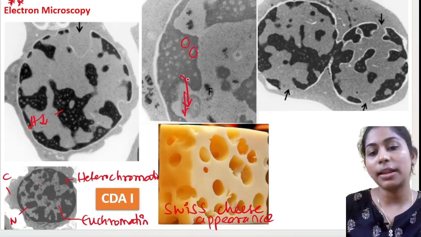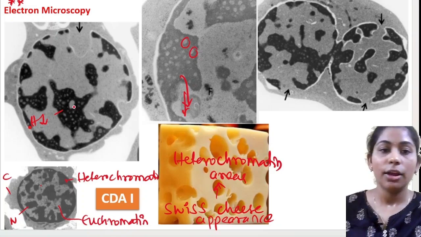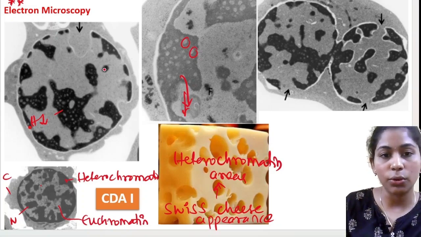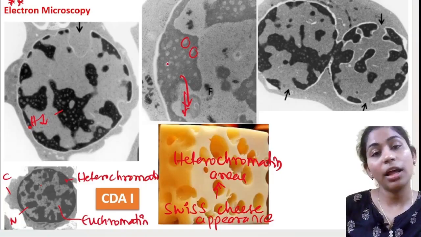So the Swiss cheese appearance refers only to the heterochromatin areas, not the entire nucleus, and not the euchromatin. You might think the whole nucleus has holes, that this is the Swiss cheese appearance. No, it's the heterochromatin areas in particular that show the Swiss cheese appearance.